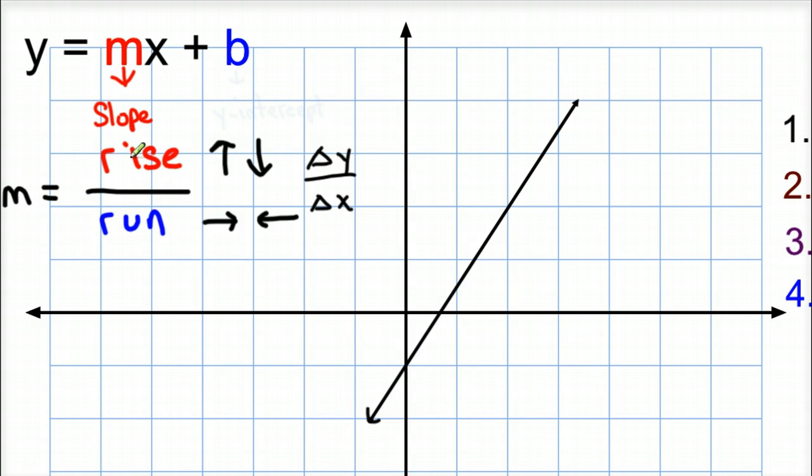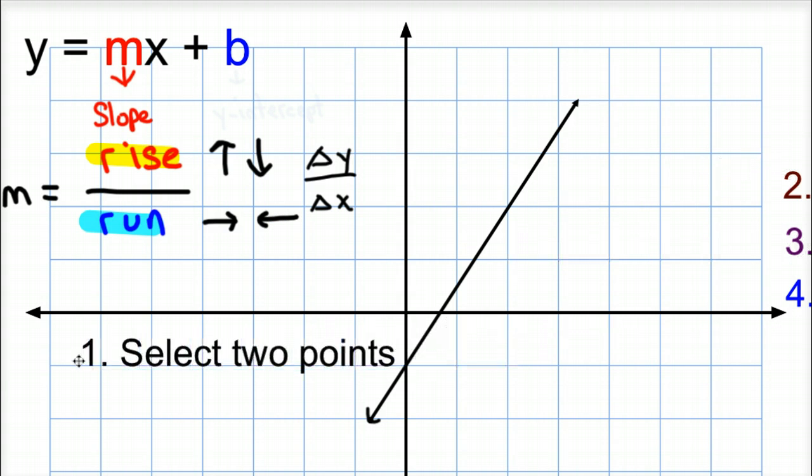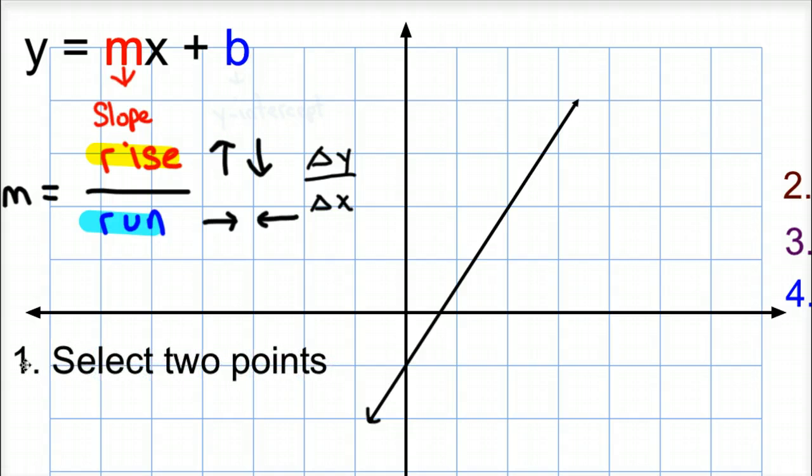Okay, let's concentrate on these two aspects here. The rise over the run. The rise is any vertical change. So am I moving up or am I moving down? The run is, am I moving to the right or am I moving to the left? Now let's follow a few easy steps. Our first step here is we're going to select 2 points on this graph.